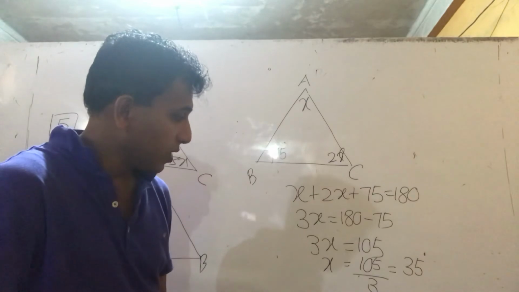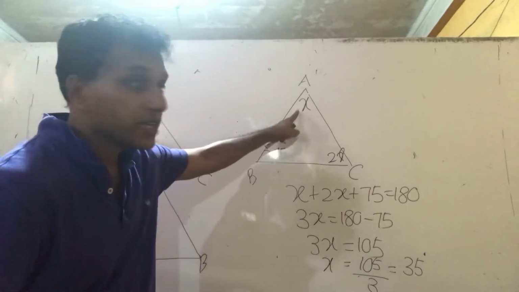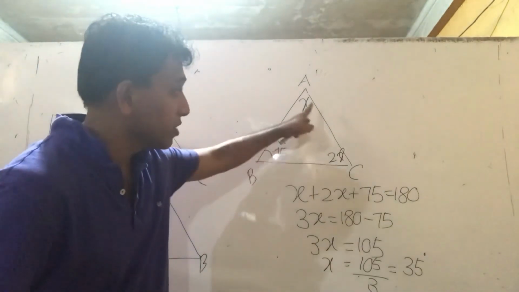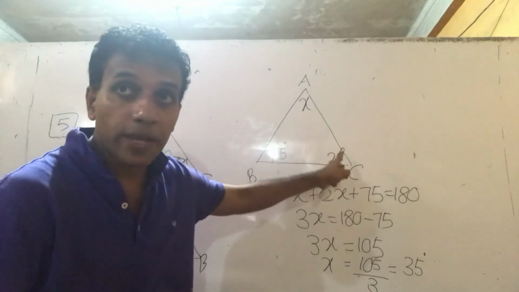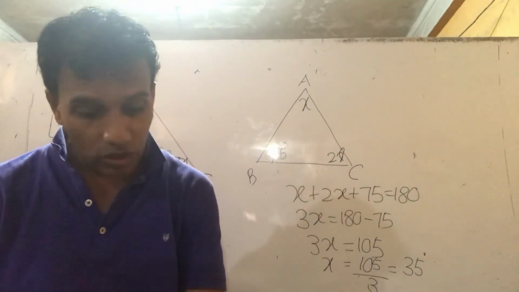x equals 35 degrees, is it? Yes. Therefore, this is 35. This is what? 70. 35 degrees. Double means 70 degrees, okay? So therefore, I have completed such a question.